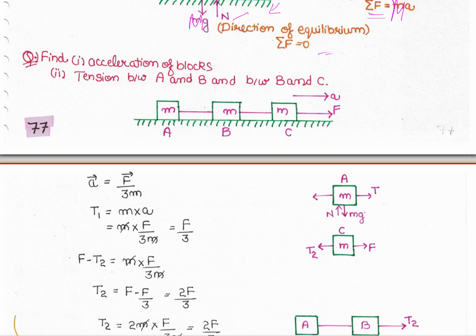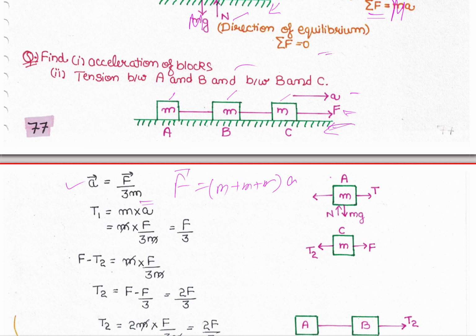So find the acceleration of this block. This is block 1, this is block 2, and this is block 3, and this is the acceleration in this direction, and this is the force, and these are the 3 points A, B, C, which have contact with this surface. So for this 3 body system, we can write A is equal to F by 3m, that is F is equal to (m plus m plus m) into A.